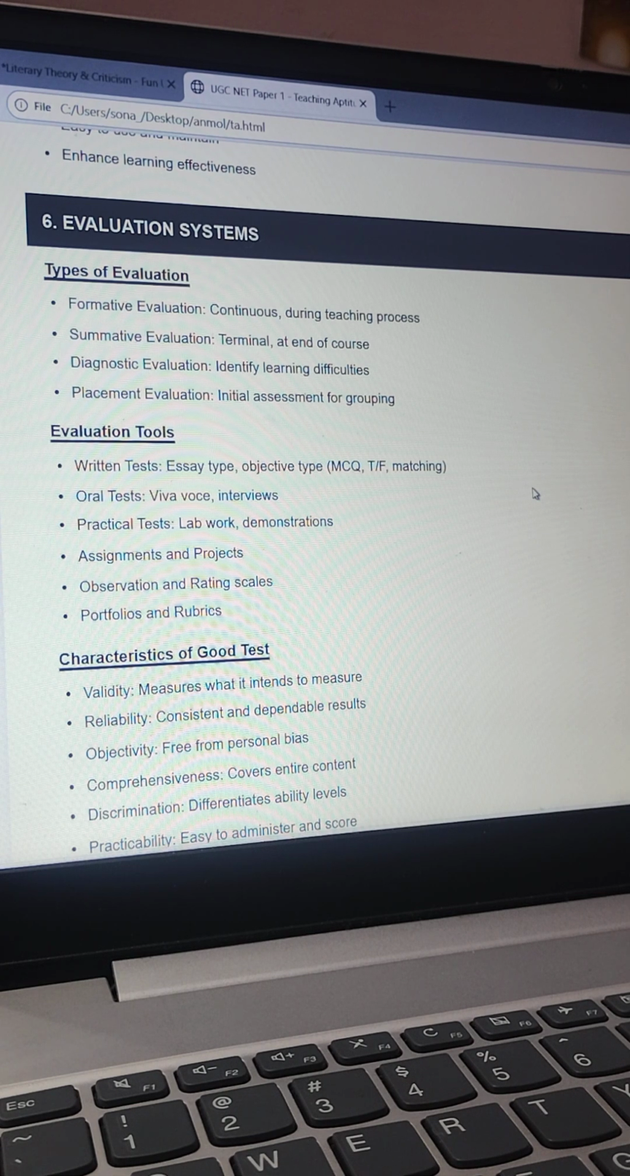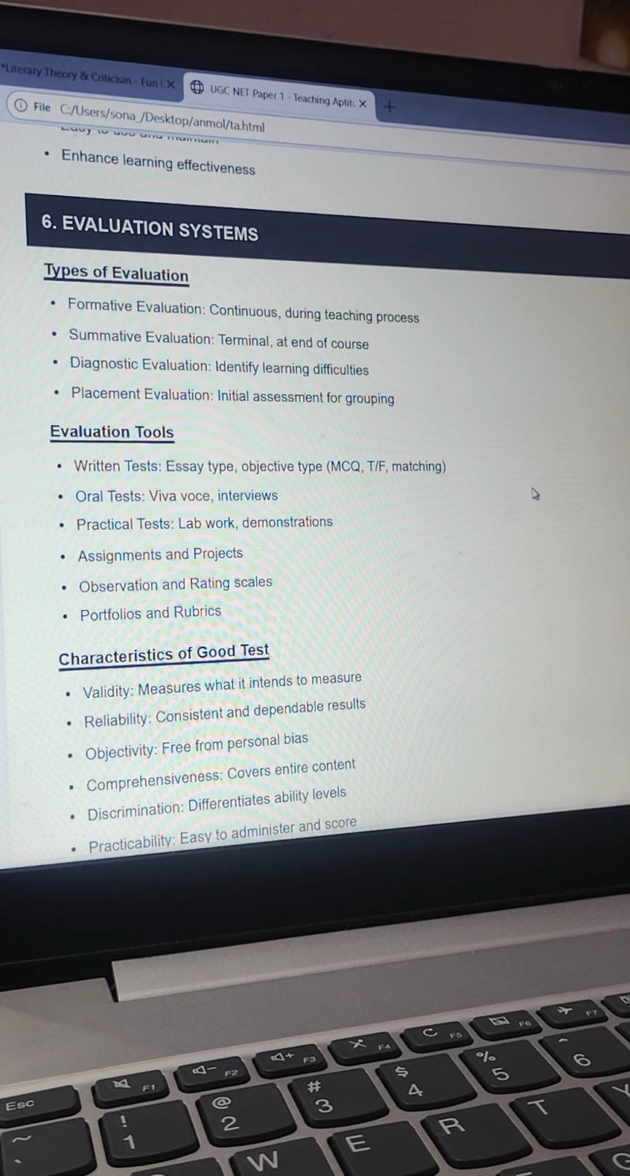So in formative evaluation, we have continuous evaluation during the teaching process. The type of evaluation that occurs during the teaching process, that is continuous in nature, is formative evaluation. In summative evaluation, we have terminal evaluation at the end of the course. The type of evaluation that occurs at the end of the course is summative, and that which occurs during the teaching process is formative.